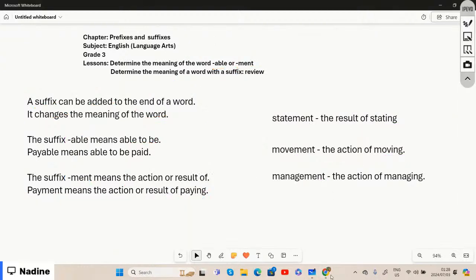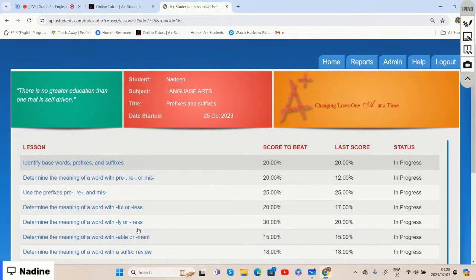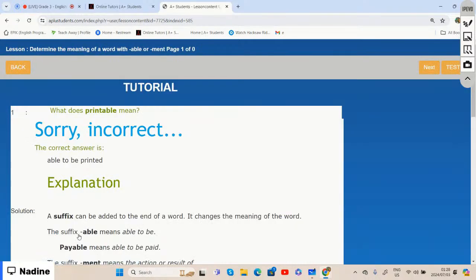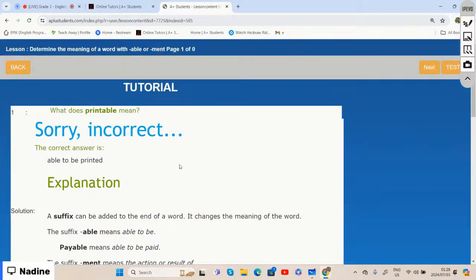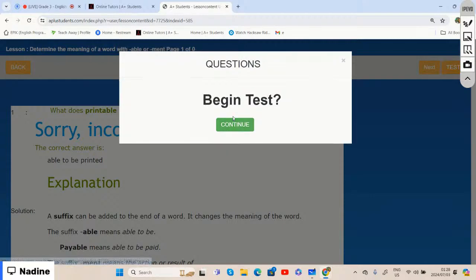All right, so now we're going to aplusstudents.ca and we're going to determine the meaning of the word able or ment. Right? So we already went over a few words with the suffix able, and we said that the suffix able means able to be, and we said that the suffix ment means the action of something or the result of something. So now let's go to our test.